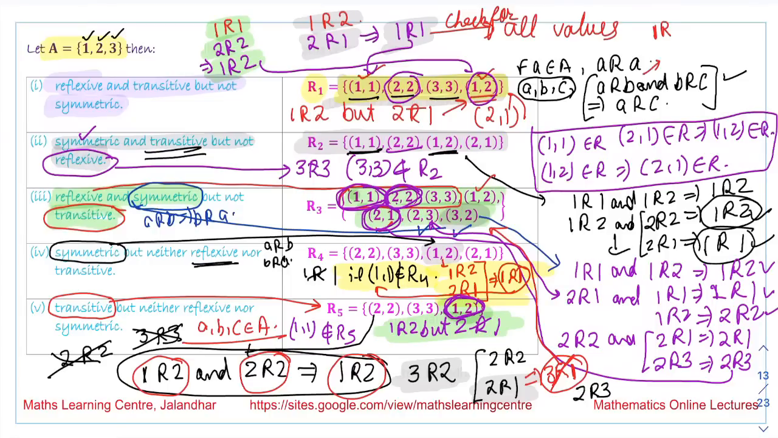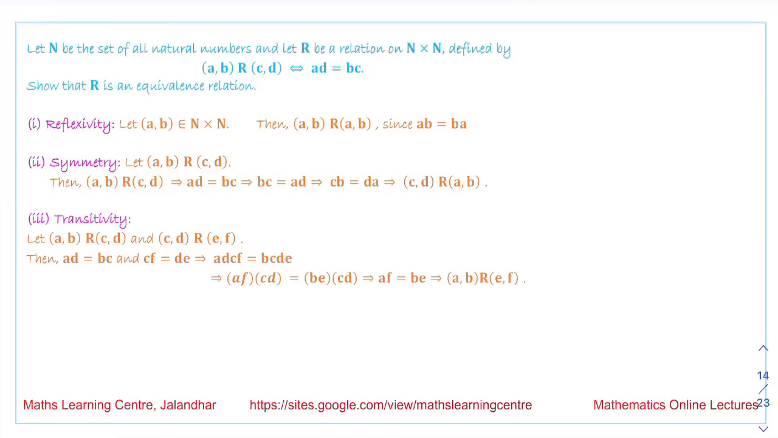Next is: let N be the set of all natural numbers and let R be a relation on N cross N. And this relation is defined like (A, B) is related to (C, D) implies AD is equal to BC. Now N is the set of natural numbers and R is the relation on N cross N. It is important to note over here, R is not a relation on N.